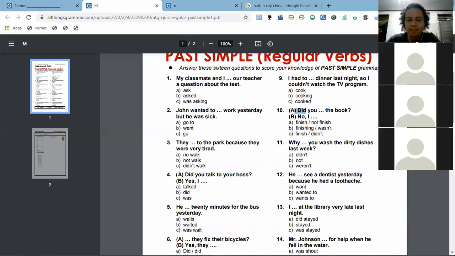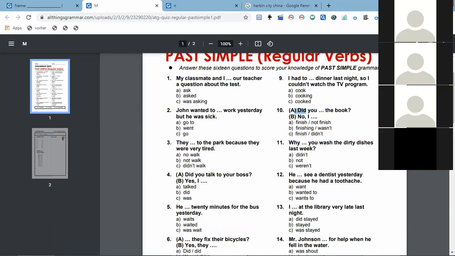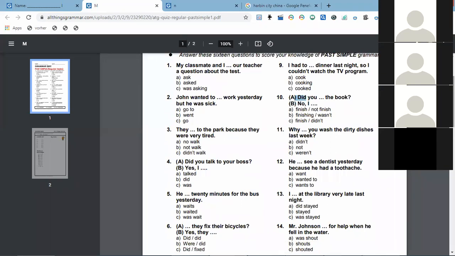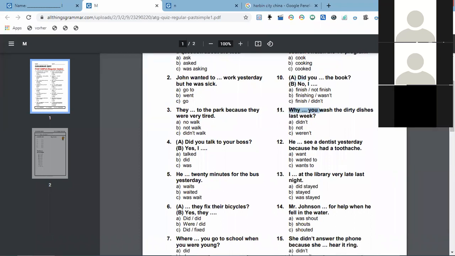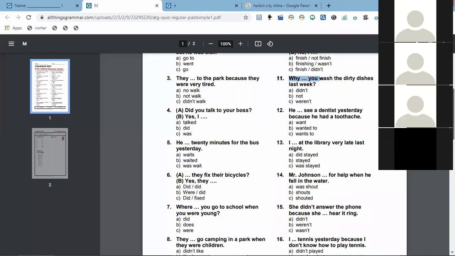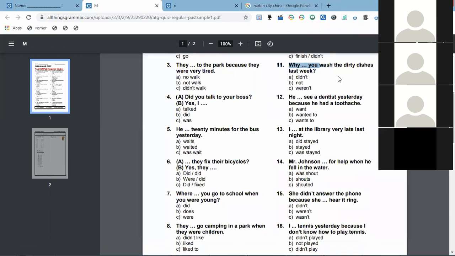Number 11. Ifa, number 11. Yes, kakak. Why blah blah blah blah you washed the dirty dishes last week? Did, kakak? Okay. There's no did in the options. Are you sure it's did? Didn't, kakak. Yes, didn't. Okay. Why didn't?